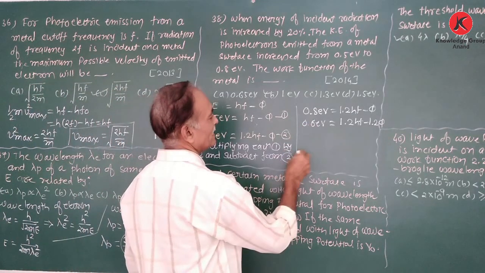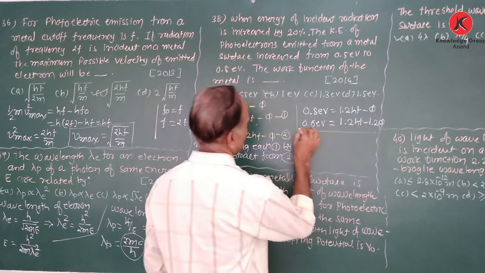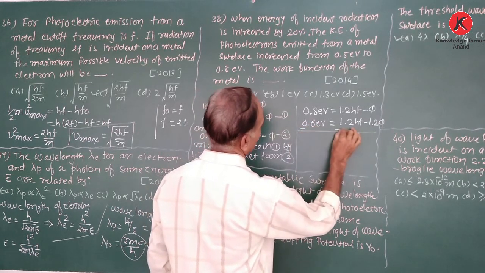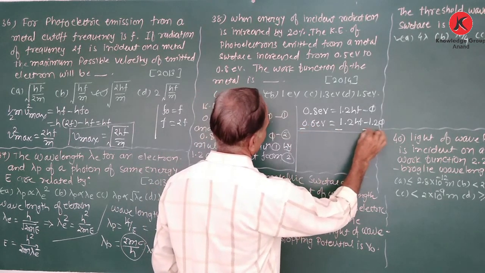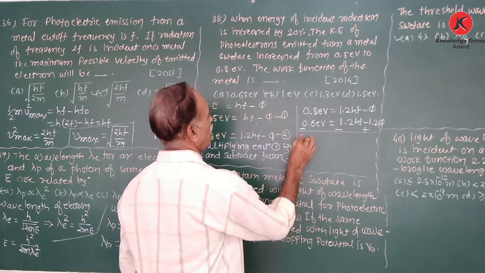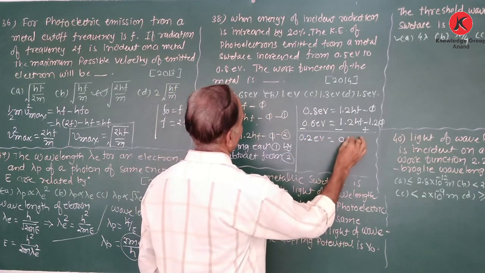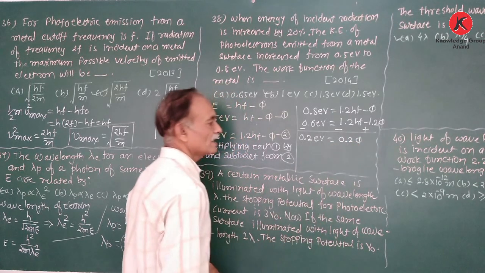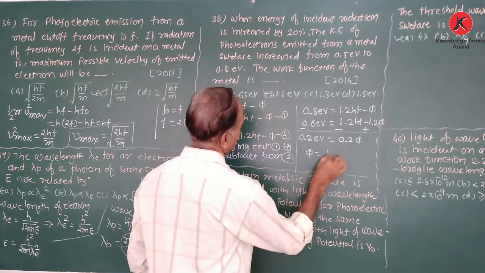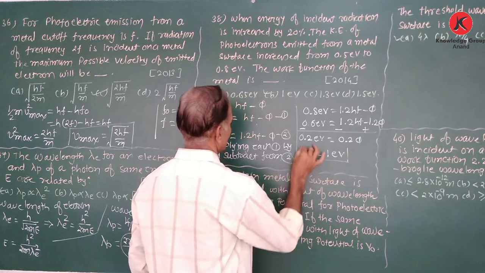Now 0.8 minus 0.6, now listen, there is the minus and minus becomes plus. Therefore 0.2 electron volt is equal to 0.2 phi. Therefore phi is equal to 1 electron volt. That is the answer.